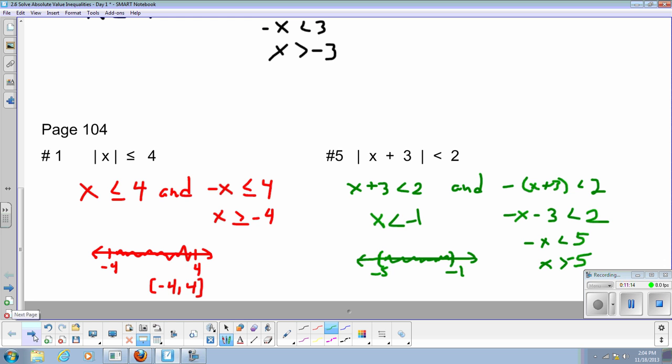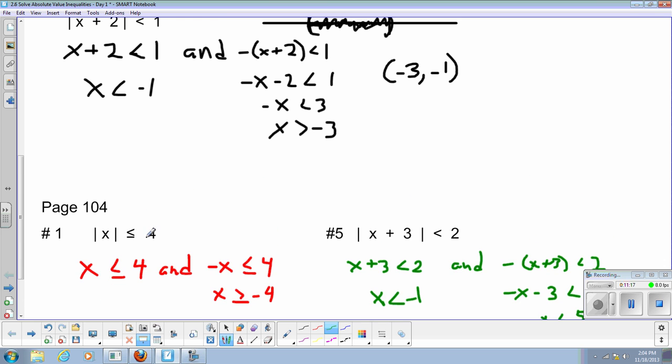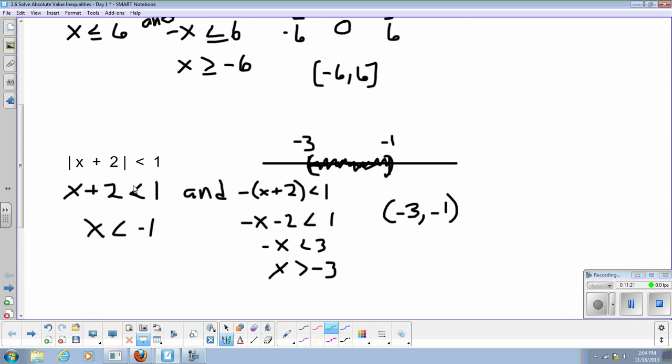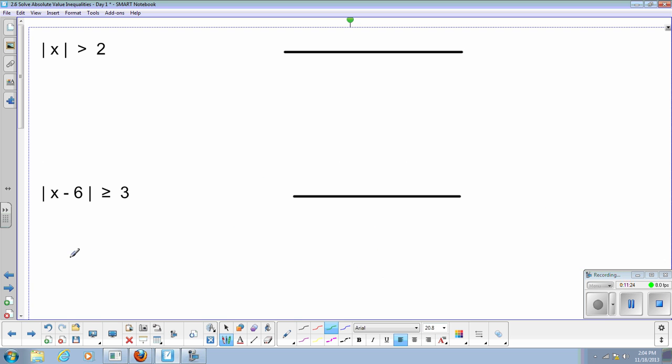All right, let's move along. Let's take a look at the other situation. All of these problems that we did, if you take notice, less than or equal to, less than, less than, less than or equal to. All right, so we're going to move on a page here, and now all of these will be greater than.